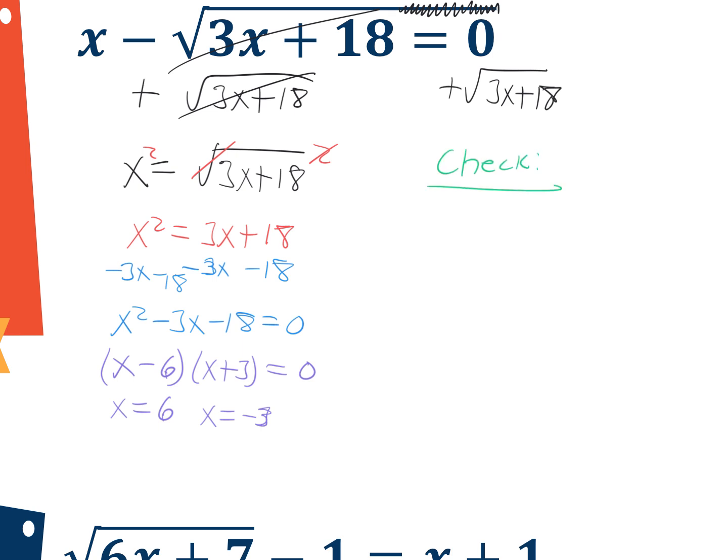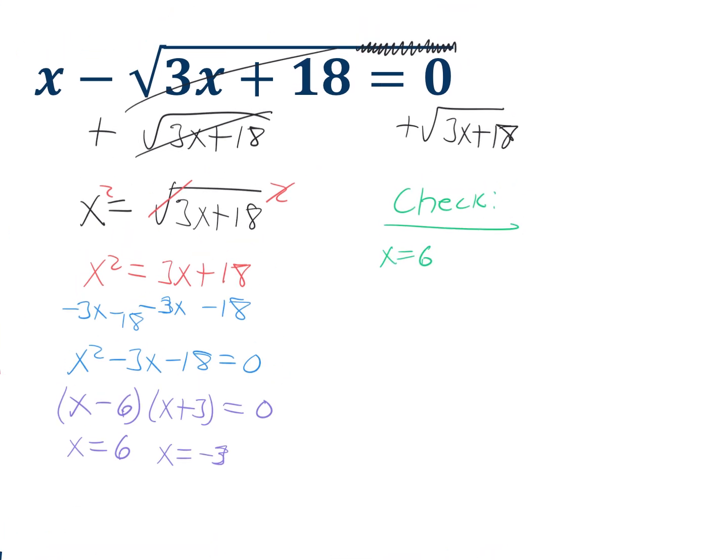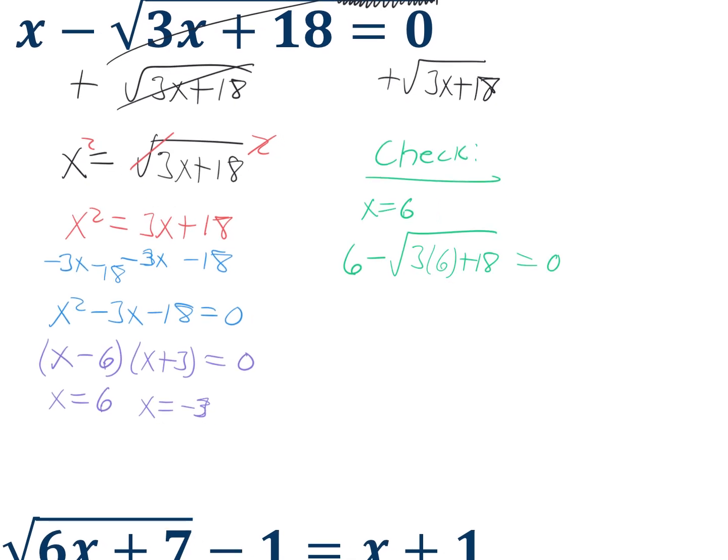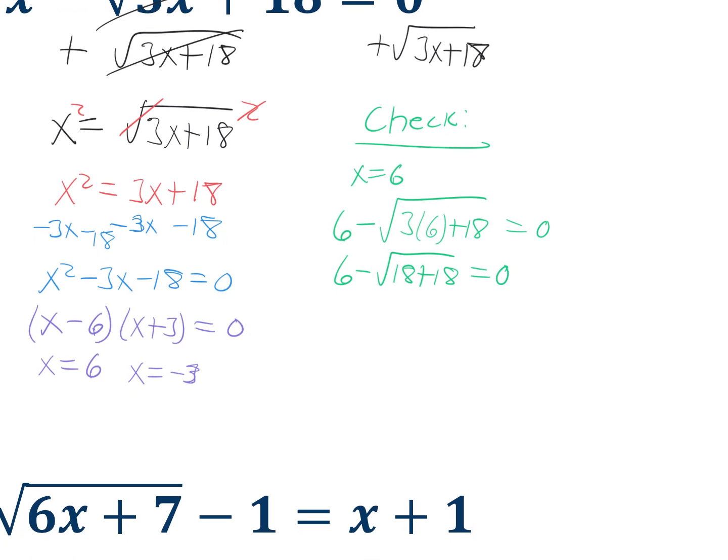All right, so this is going to be our check. Let's check x equals 6. All right, let's see if that works. Plugging that into our original equation is going to be 6 minus the square root of 3 times 6 plus 18 equals 0. And then we get 6 minus the square root of 18 plus 18 equals 0. And 18 plus 18 is 36. So we get 6 minus the square root of 36 equals 0. And then we get 6 minus 6 equals 0.